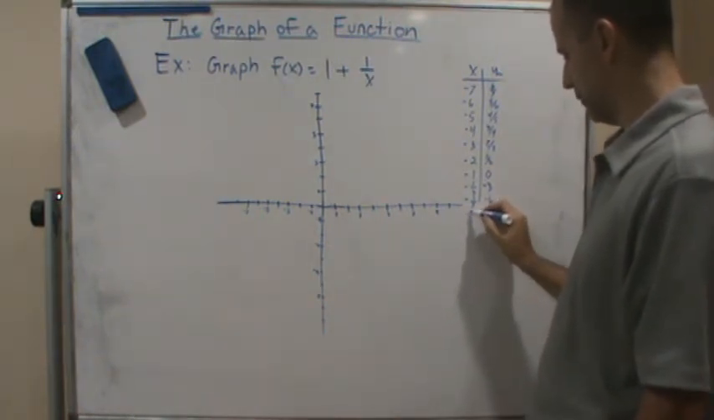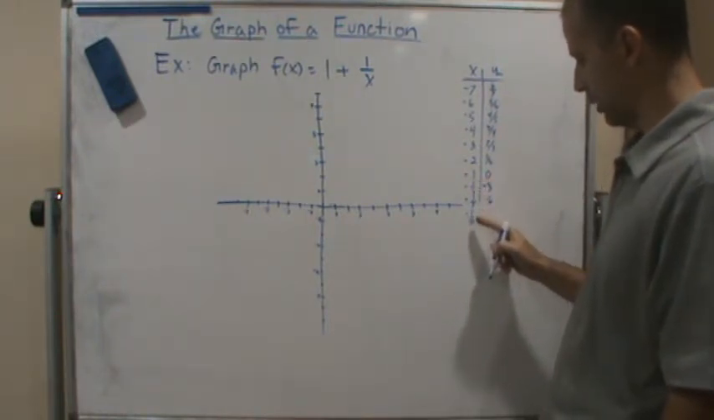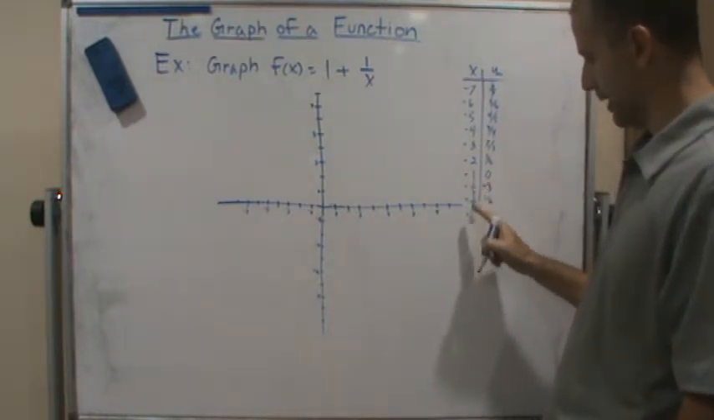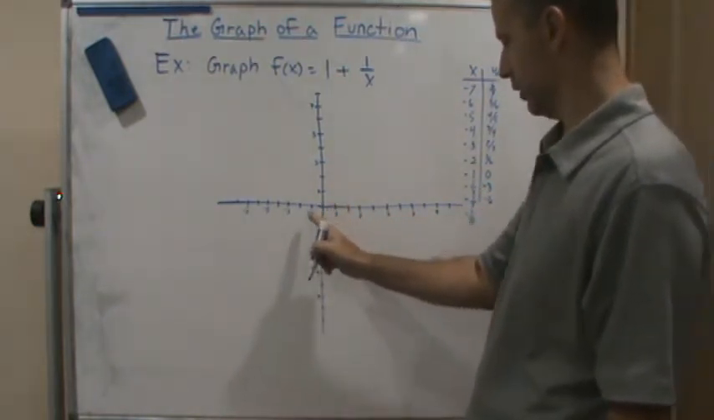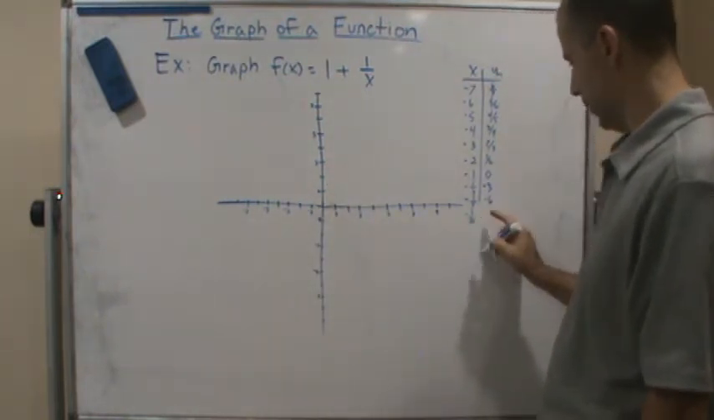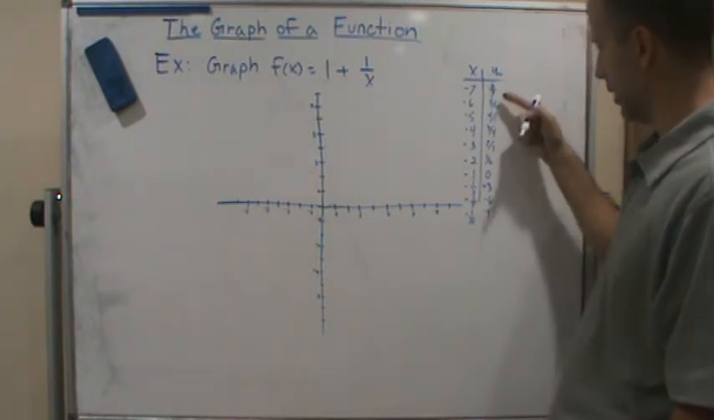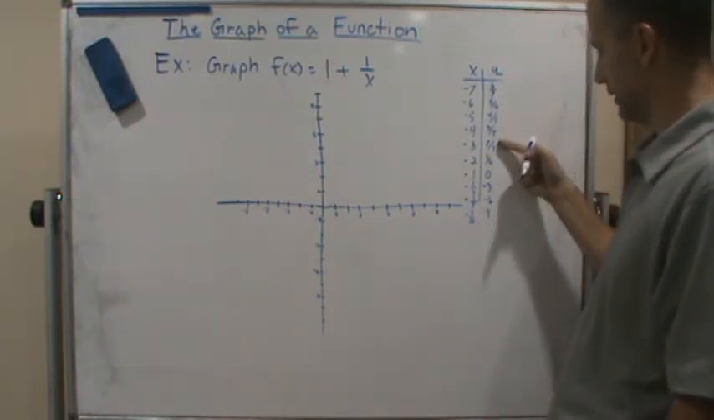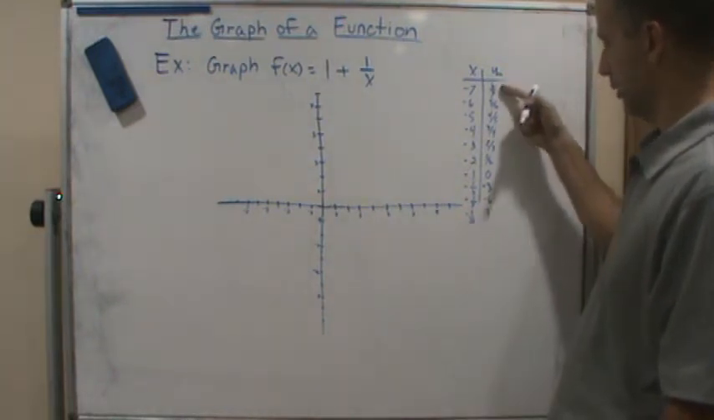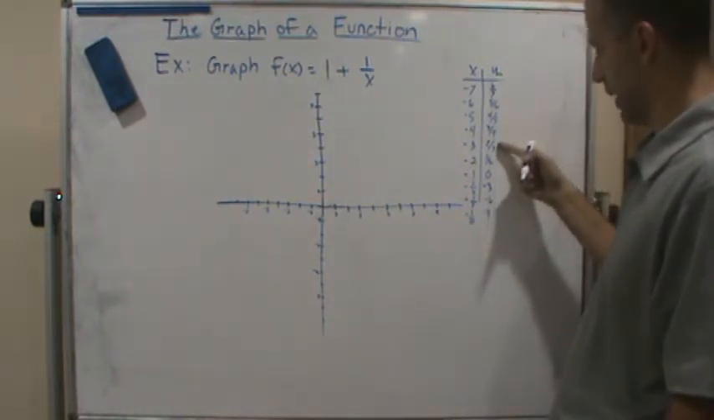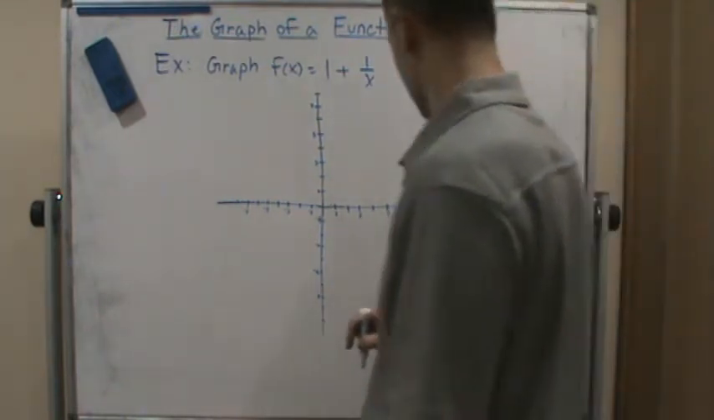If we put in negative 1/10, notice the fractions are getting smaller in the negative, which means they're getting closer and closer to 0. So this is going to end up being negative 9. Notice how these fractions are decreasing and the results are getting bigger in magnitude. So what's going on here?